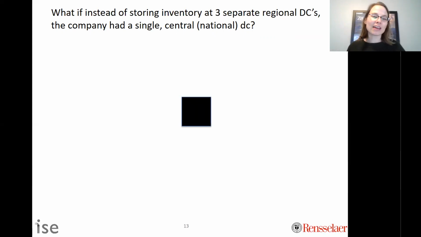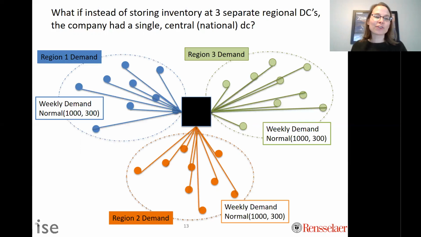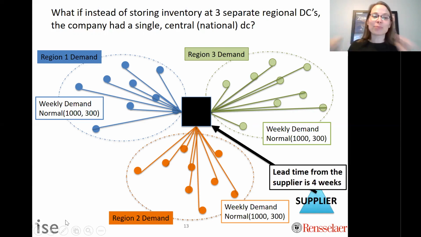So what do I mean by that? Instead of having 3 separate ones, I have one kind of larger distribution center, and then all of these different regions are fulfilled by that central distribution center. Okay? And so here you can note that there aren't 3 separate locations, there's 1, but all the demand gets fulfilled from that. And we still have a lead time of 4 weeks in this example. So again, this distribution center is located somewhere in the US, and so the lead time from the supplier is still 4 weeks.